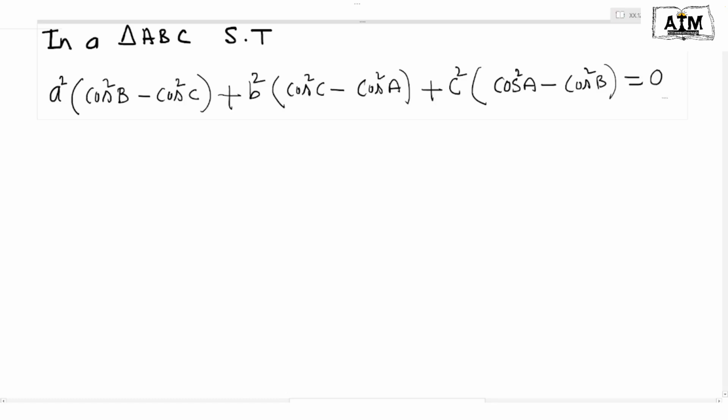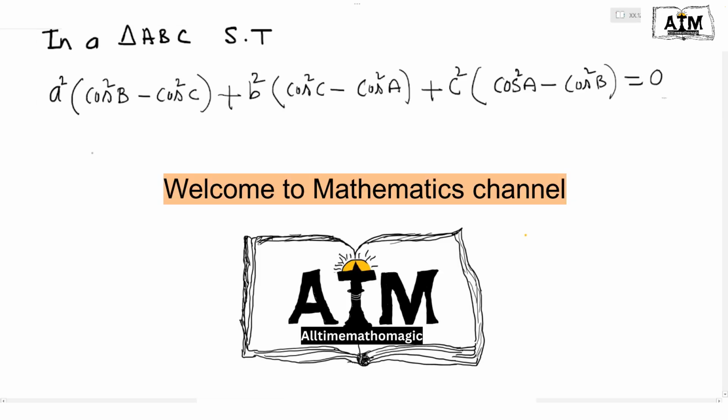In a triangle ABC, show that a square multiplied by cos square b minus cos square c, plus b square multiplied by cos square c minus cos square a, plus c square multiplied by cos square a minus cos square b equals 0. Okay, we have to prove this equals 0, and this question can be solved by using properties of triangle.